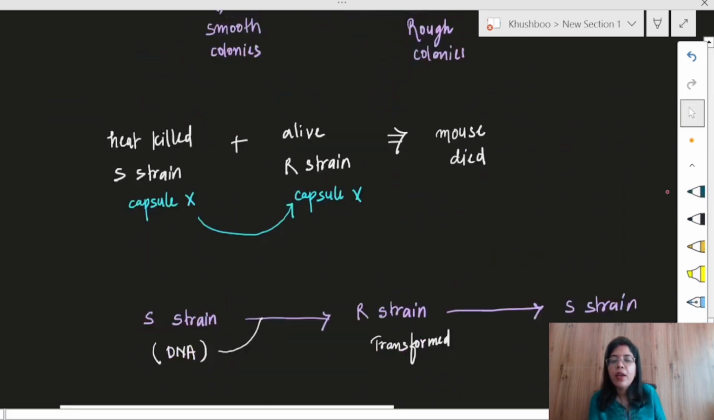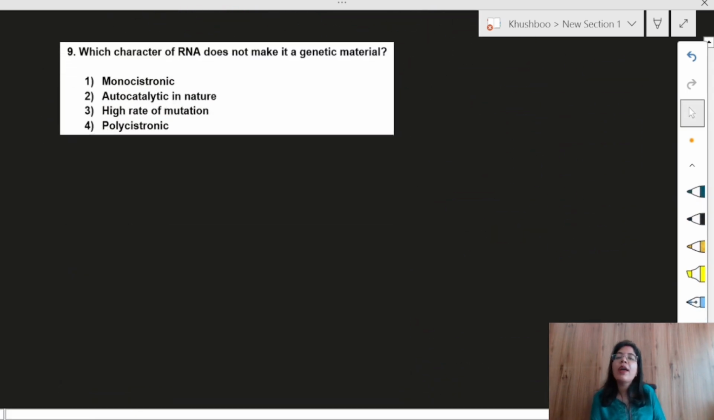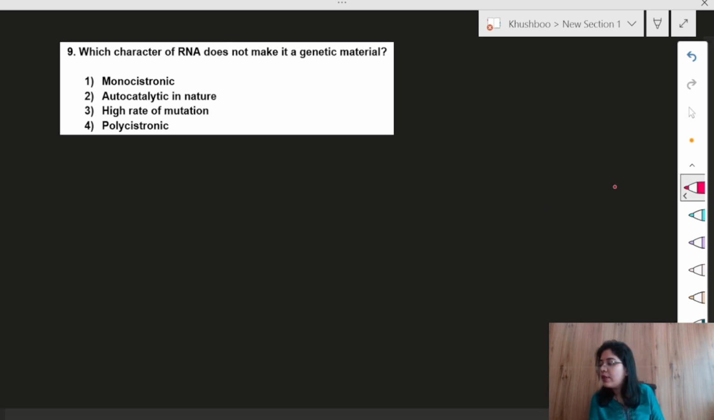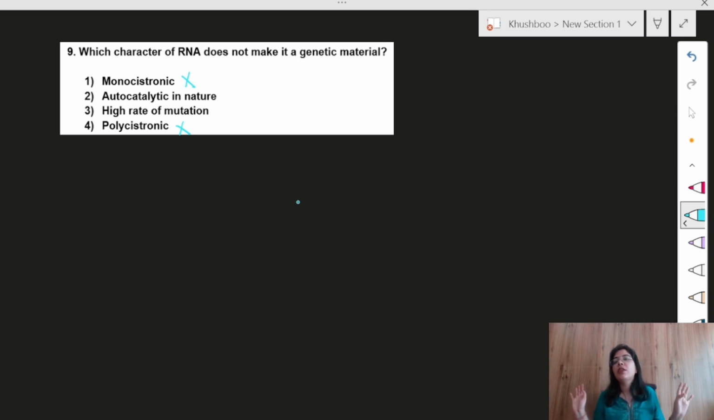Understood? Okay. Now, which character of RNA does not make it genetic material? Very, very easy question, right? In this question, just see monocistronic condition, polycistronic condition. So, doesn't make any sense, right? What's the meaning of monocistronic? Monocistronic means a single transcription unit can make a single protein. Polycistronic means a single transcription unit can make multiple proteins. An example is the lac operon itself, right?